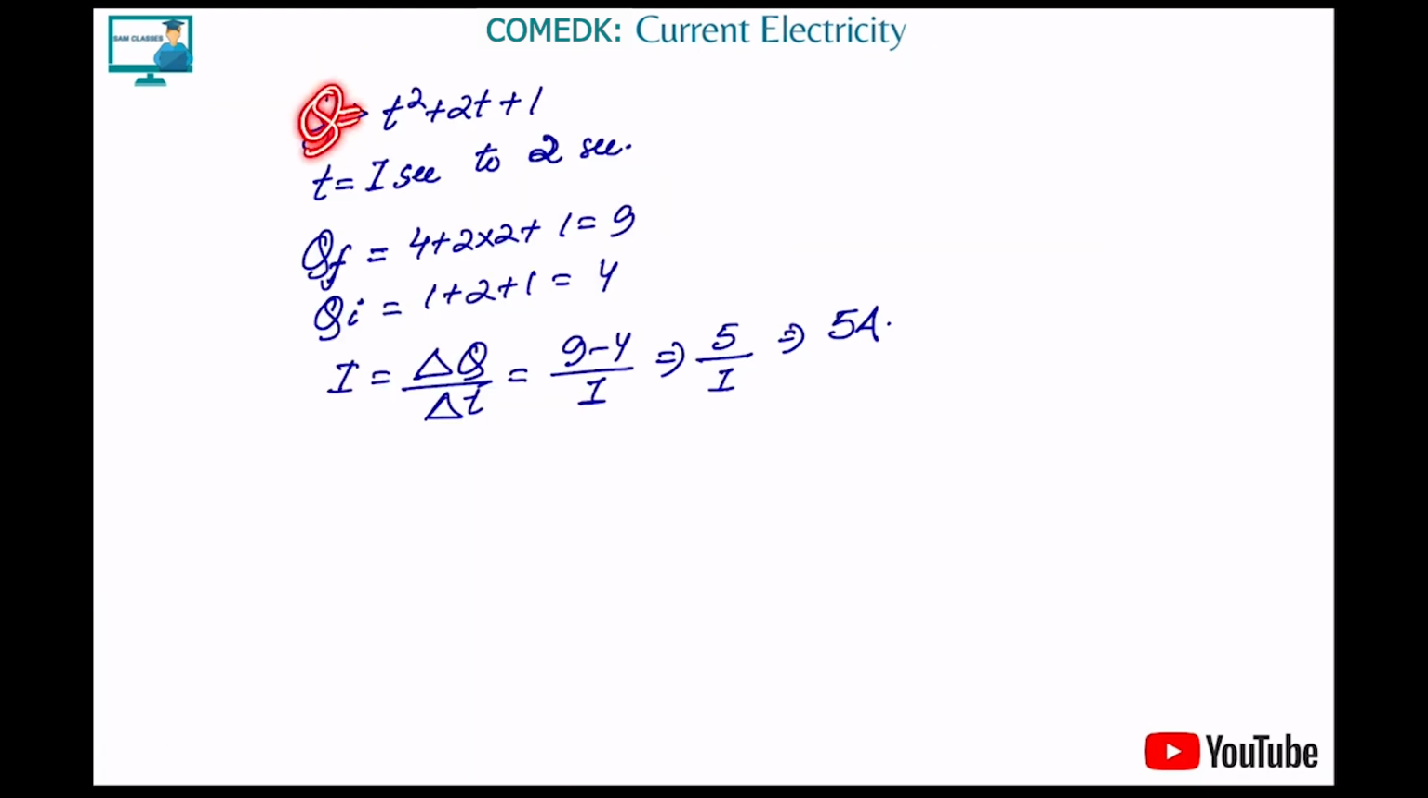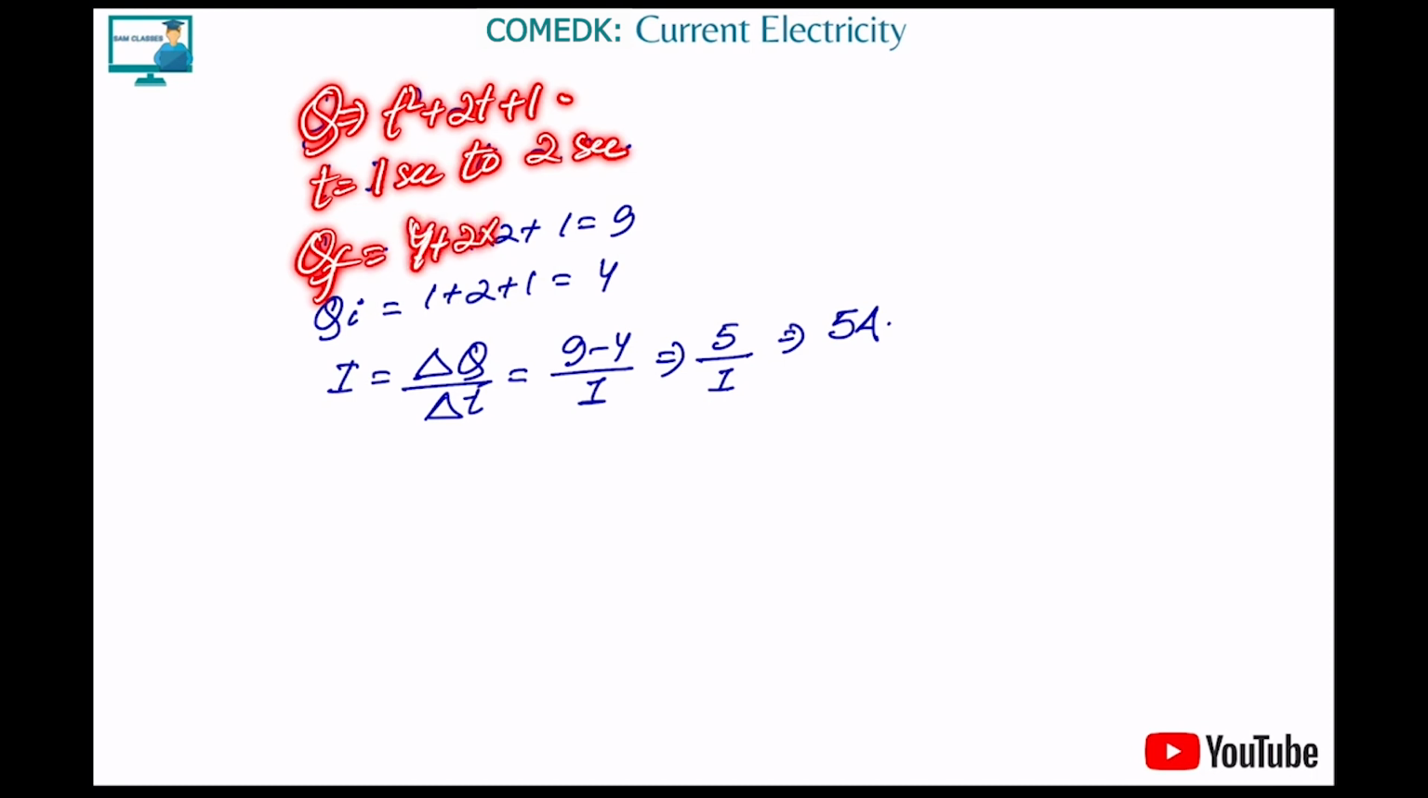We have taken a question. Charge is given as t square plus 2t plus 1, and time is given. You have to find the current from 1 second to 2 seconds. How much charge flowed? At 2 seconds, find the charge: in place of t put 2. So 2 square plus 2 into 2 plus 1, which is 9. Q initial, at 1: 1 plus 2 plus 1, so that is equal to 4.